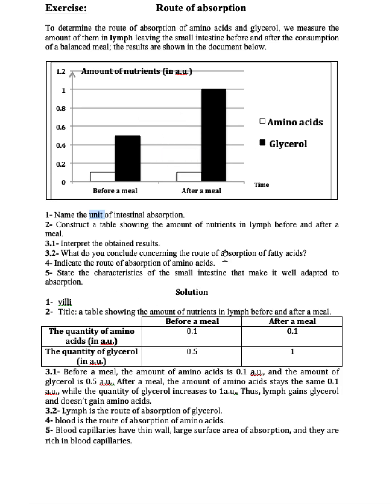What do you conclude concerning the route of absorption of glycerol? Lymph is the route of absorption of glycerol. We don't write because in the conclusion, no justification is needed. But if I want to know why, we can see here that glycerol increases in lymph, so we confirm that lymph is the route of absorption of glycerol. Indicate the route of absorption of amino acids: it will be the blood.